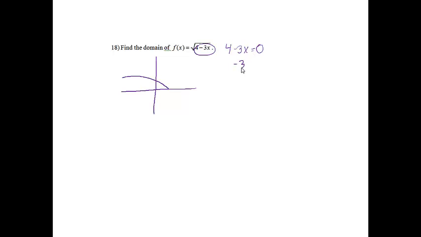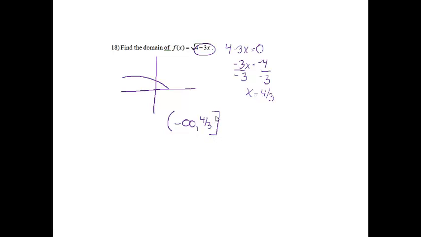If I solve that for x, I'll get negative 3x equals negative 4. And then if I divide both sides by negative 3, I will get x equals 4/3. So I know that it starts at negative infinity and it continues until it gets to an x value of 4/3. So for my domain, it will start at negative infinity and it will continue until I get to 4/3.